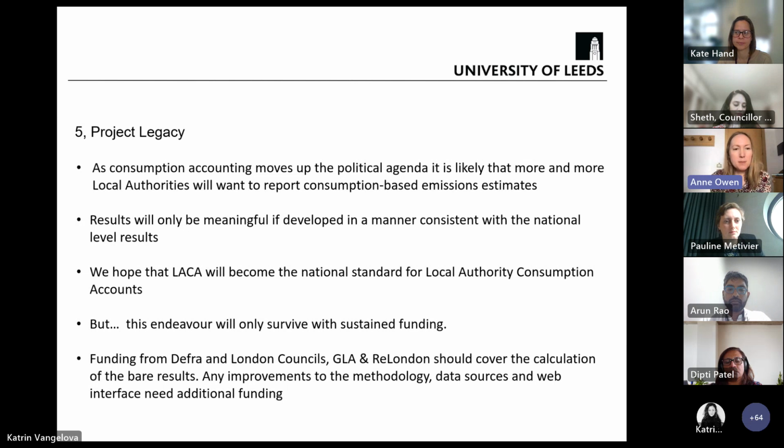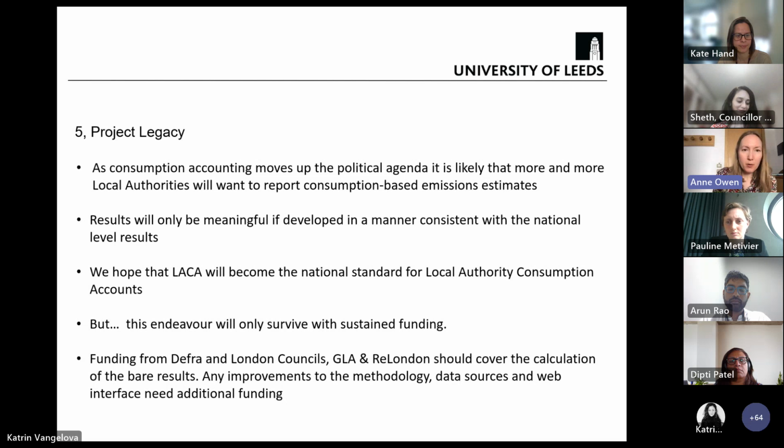So as consumption accounting moves up the political agenda, I'm hoping that more and more local authorities are going to want to report this. Now, the results are only really going to be meaningful if they are developed in a manner that's consistent with the national level. So I think we need a system which is using the same data sources and the same methodology throughout. I'm hoping that LACA is going to become the national standard for local authority consumption accounting.